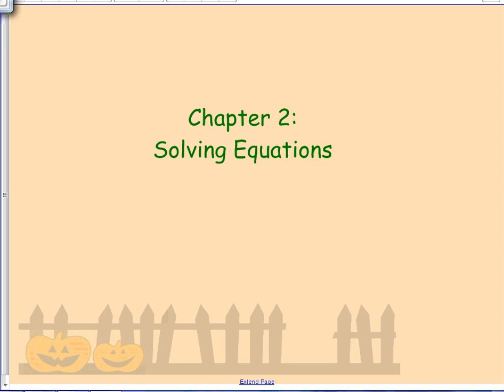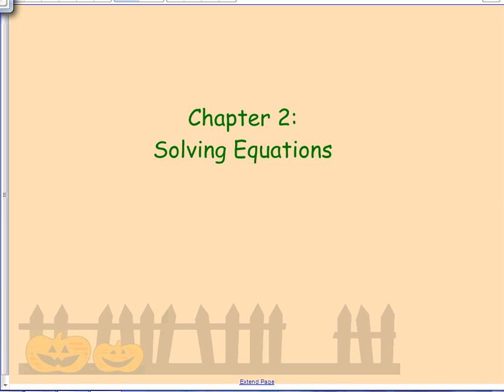Right, so we are going to start chapter 2, which is solving equations. The beginning of this chapter is going to look very familiar. The first couple lessons are going to be some review. However, it will lead right into some more difficult concepts and some more difficult equations that you're going to have to solve. So we'll get right to it.